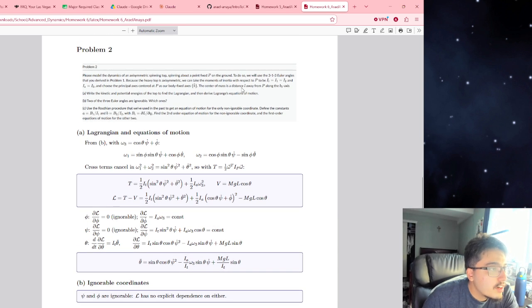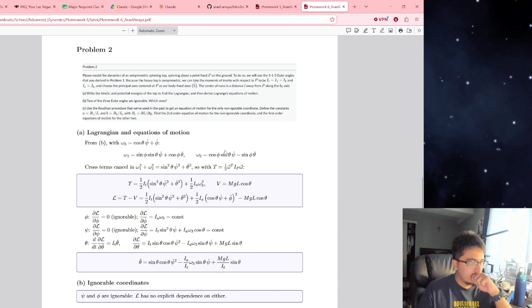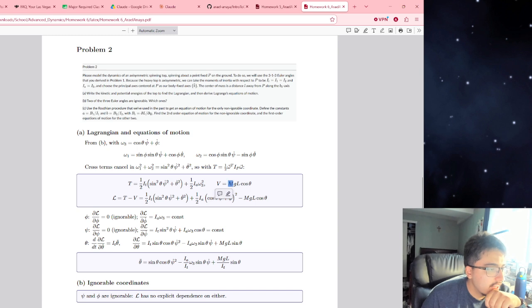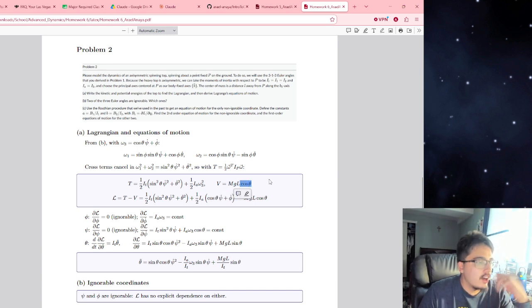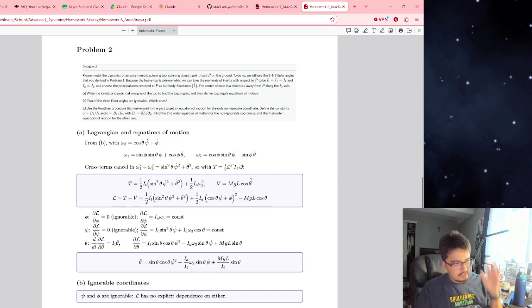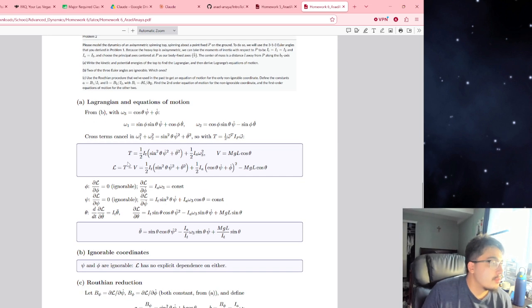Then we need the potential energy. We're told that our center of mass is a distance L away from P along the B3 axis. So we can just take that as our mass, gravity times L projected onto that B3 axis. So we just have the vertical component. Then we go ahead and subtract them to get the Lagrangian. That just gives us this term. I don't think you can simplify this much further, maybe with the square, but this is our Lagrangian.